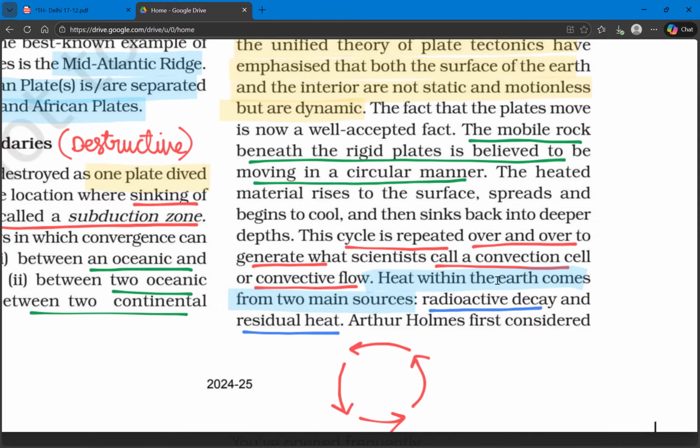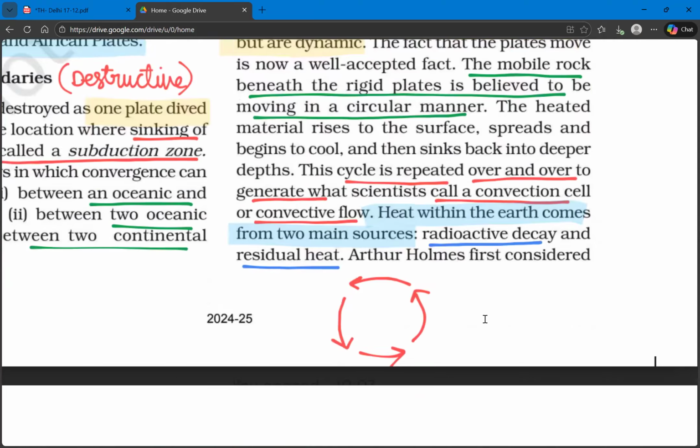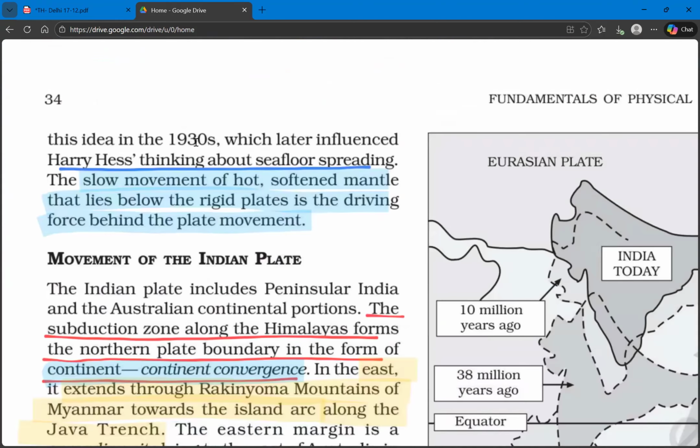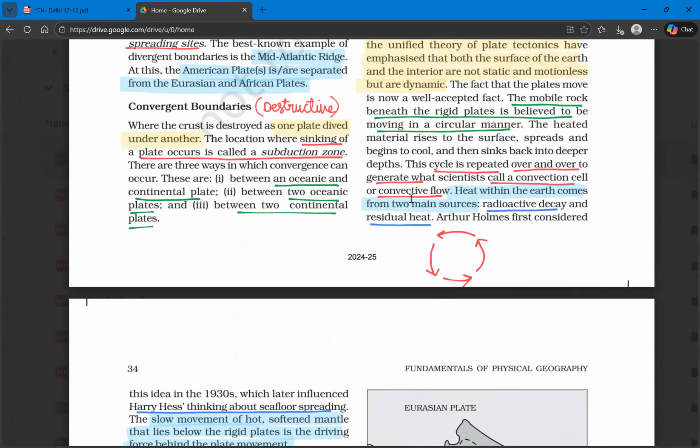So the heat within the earth comes from two main sources. One is radioactive decay and residual heat. Arthur Holmes first considered this idea in the 1930s, which later influenced Harry Hess's thinking about seafloor spreading. The slow movement of hot, softened mantle that lies below the rigid plates is the driving force behind the plate movement. So this is the reason this cycle is being continued, and because of this the continental plates are still today being moved.